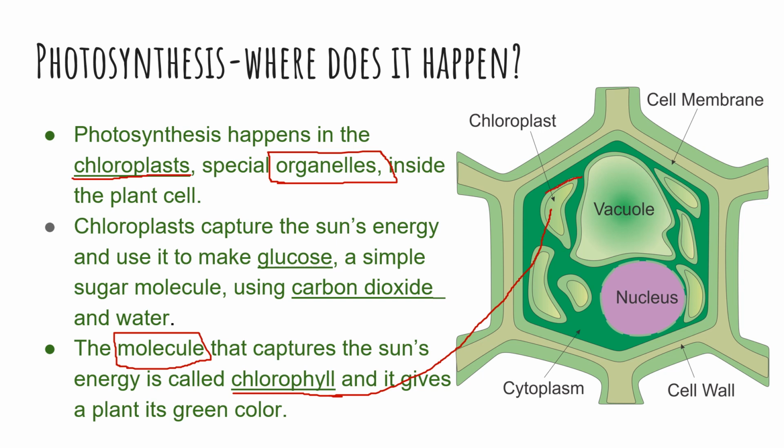So if the chloroplast is the organelle, we can say it's filled, quote unquote, with chlorophyll. And this molecule is what actually gives the plant its green color. So the chlorophyll is really the MVP, most valuable player here, because this is the super important part, because this molecule is what allows the process to take place.